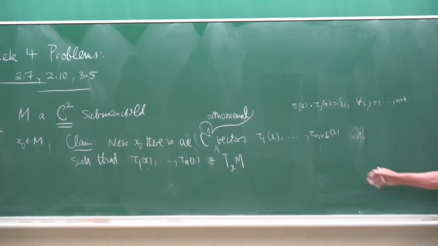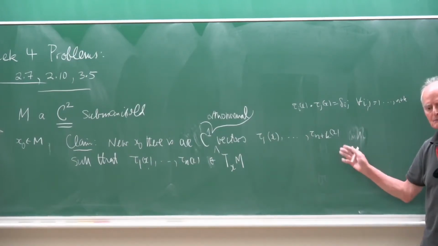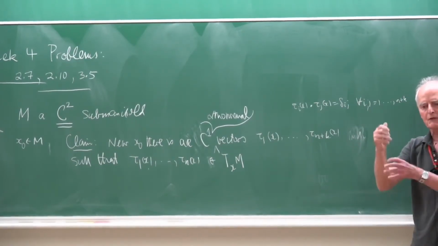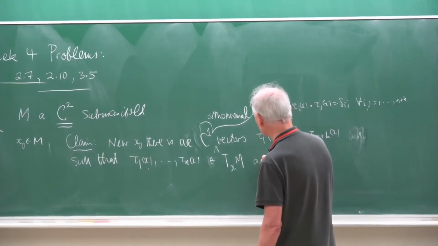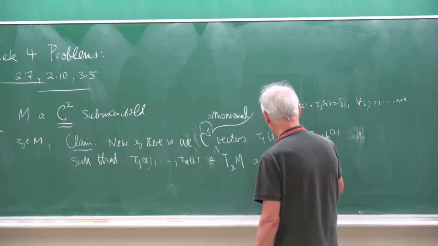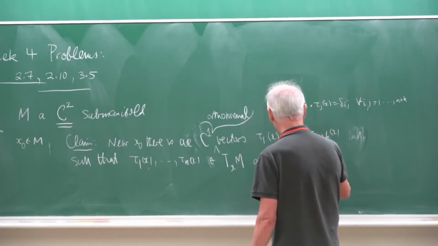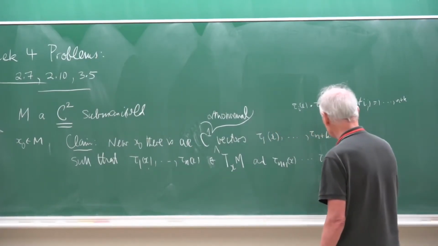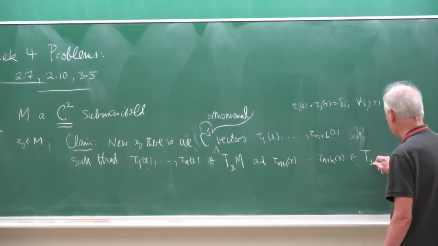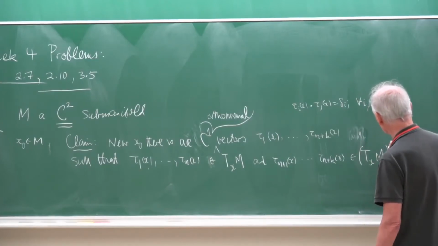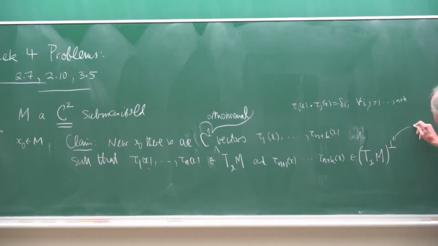And that means that the remaining k of these must be an orthonormal basis for the normal space, normal to M. So τ(n+1)(x) up to τ(n+k)(x) are in TxM perp, the orthogonal complement. In other words, the vectors are orthogonal to the tangent space.